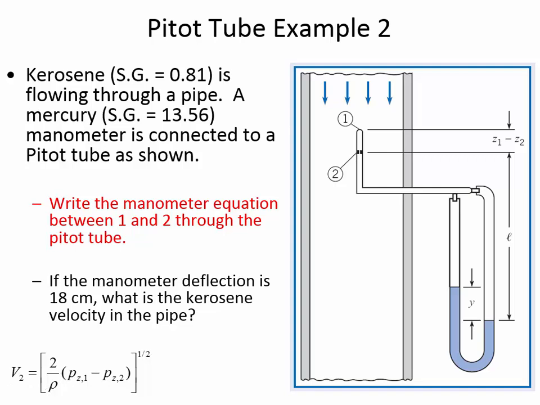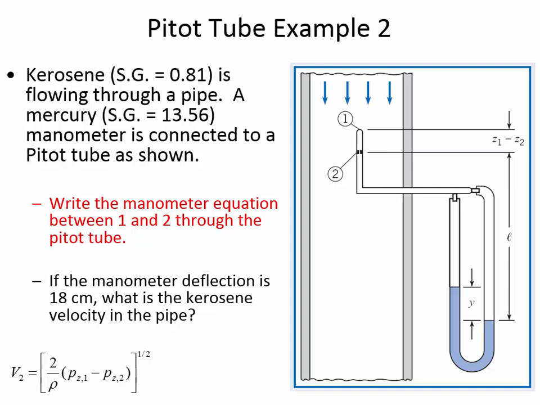Okay, now here is the pitot tube equation, which we have written in terms of the piezometric pressure. Piezometric pressure, if you remember, is the pressure plus gamma z. And so P sub z1 is going to be the pressure plus gamma z for location 1. And what we're going to need to do to solve this problem, we're trying to find out what is the velocity in the pipe.